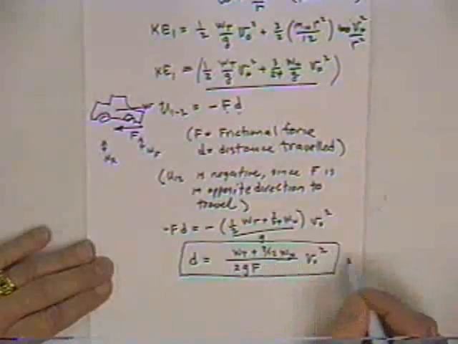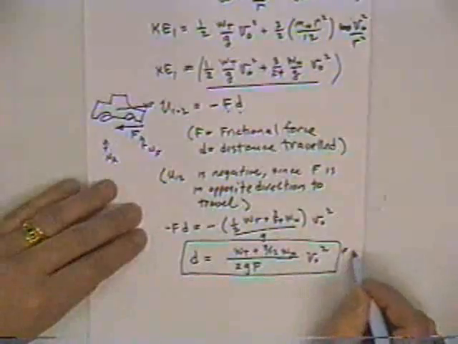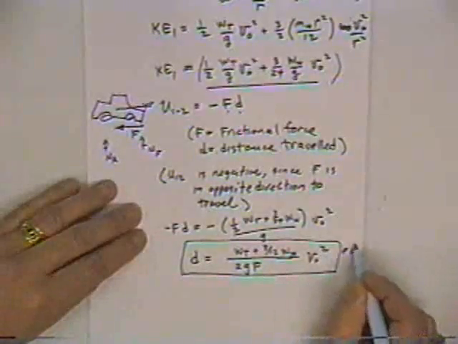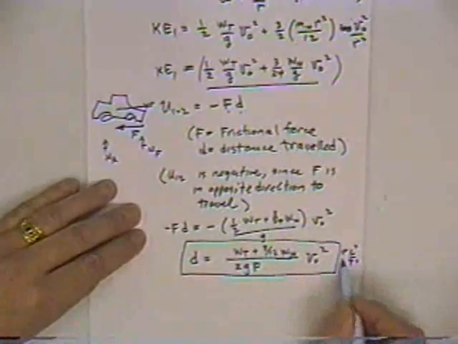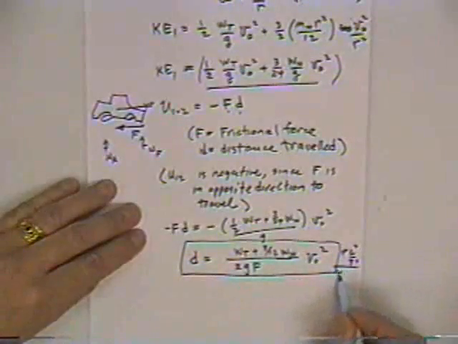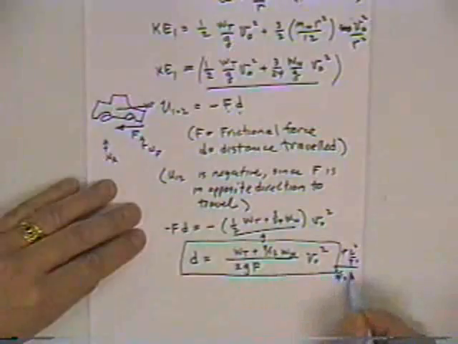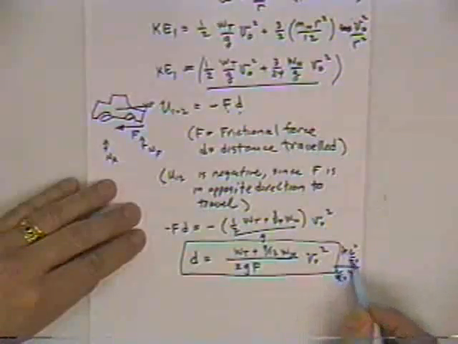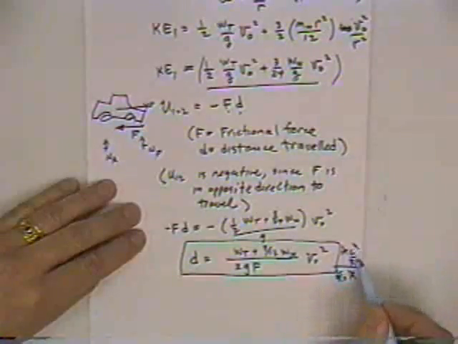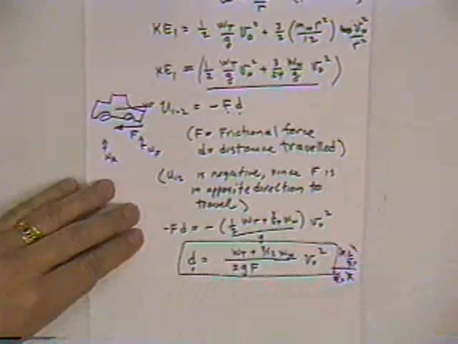Let's check our units. We got force on top. We got velocity squared, length squared over time squared. We got down here G, which is length over time squared, and we got force. So the force cancels. The time squareds cancel. The length cancels with one of those, and we're left with length, which is the right units for D. It's a good idea to check your units.